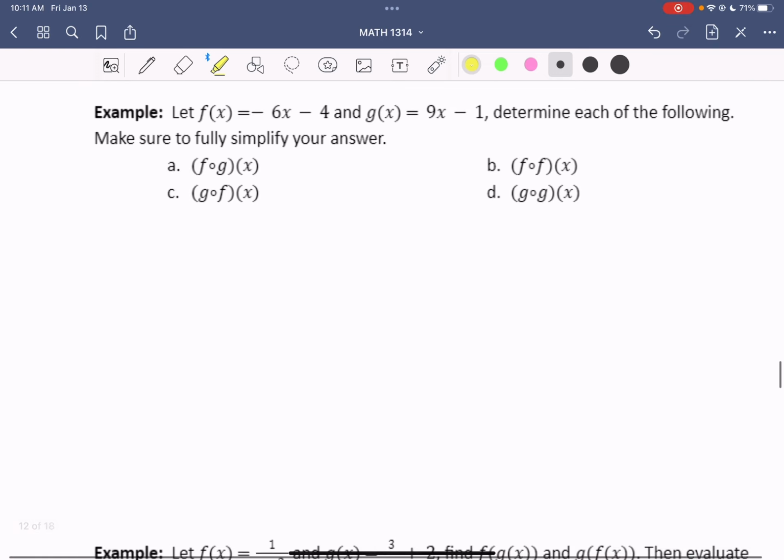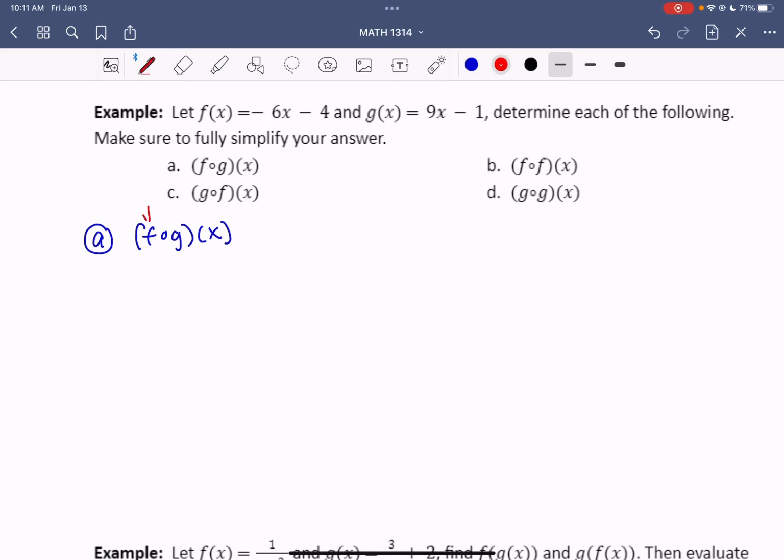So we've got this situation here. It says let f of x equal negative 6x minus 4 and let g of x equal 9x minus 1. Determine each of the following. Make sure to fully simplify your answer. So we're going to work with these two equations and we're just going to see how each of them is going to pan out. So part A, I want to work with f composed with g of x.